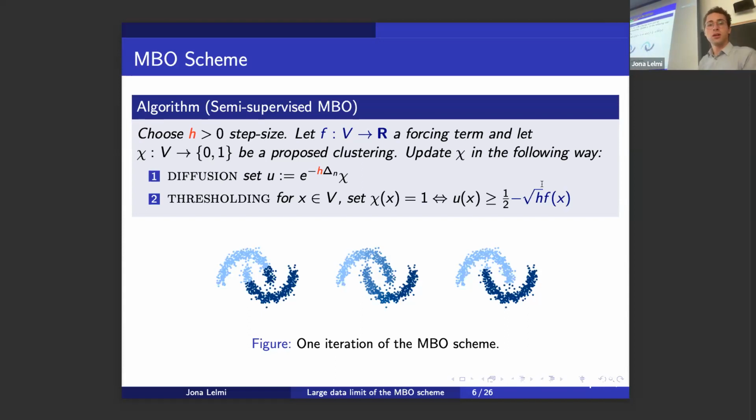You also have a question in the chat. A lot of your estimates are quantitative. Is there any hope of getting a quantitative convergence rate in addition to gamma convergence?